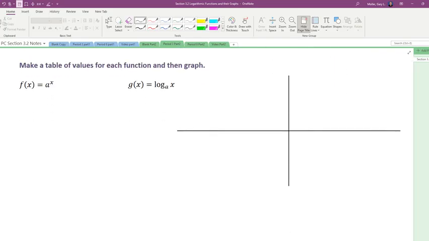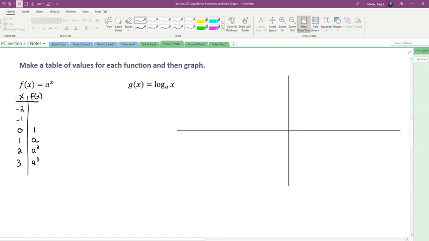So if I made a table of values for y equals a to the x, I'll do -2, -1, 0, 1, 2, maybe even a 3. A to the 0 is 1. A to the first is a. Plug in 2, I get a squared. I get a cubed. A to the -1 is 1 over a. This would be 1 over a squared.